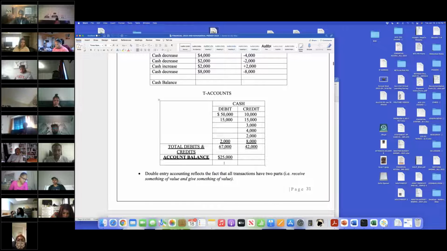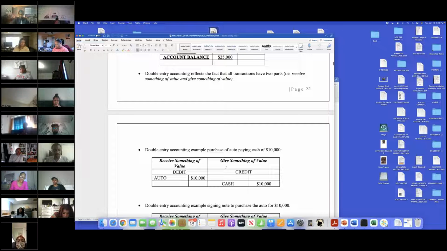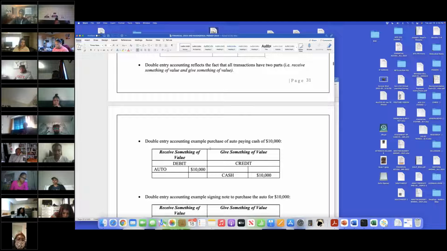Let's look at a basic way double entry accounting works. Suppose you purchase an automobile paying cash of $10,000. You would debit auto $10,000 and you credit cash $10,000. Okay. So notice what happened. We got an auto. We debited that for $10,000. We gave up cash. We credited cash for $10,000. So notice the debit is always on top and the credit is on the bottom.